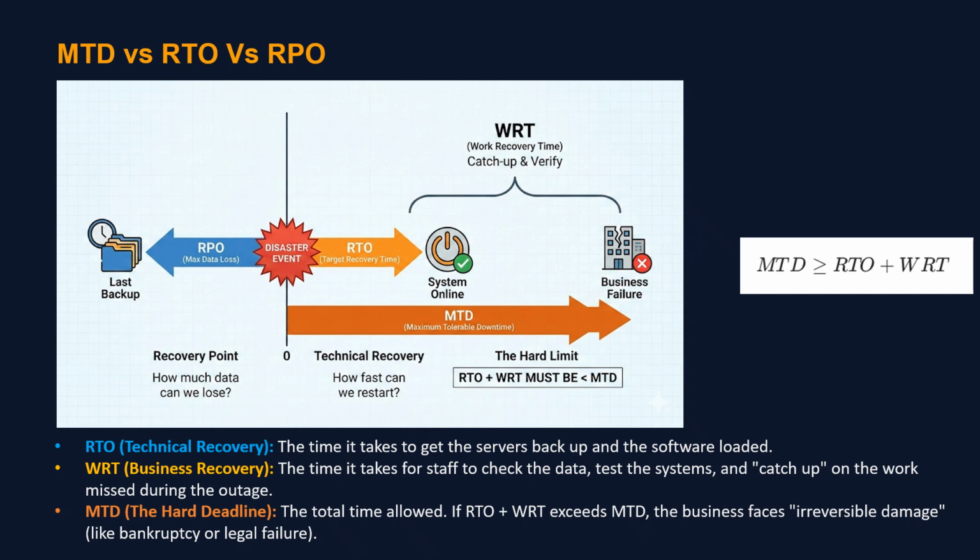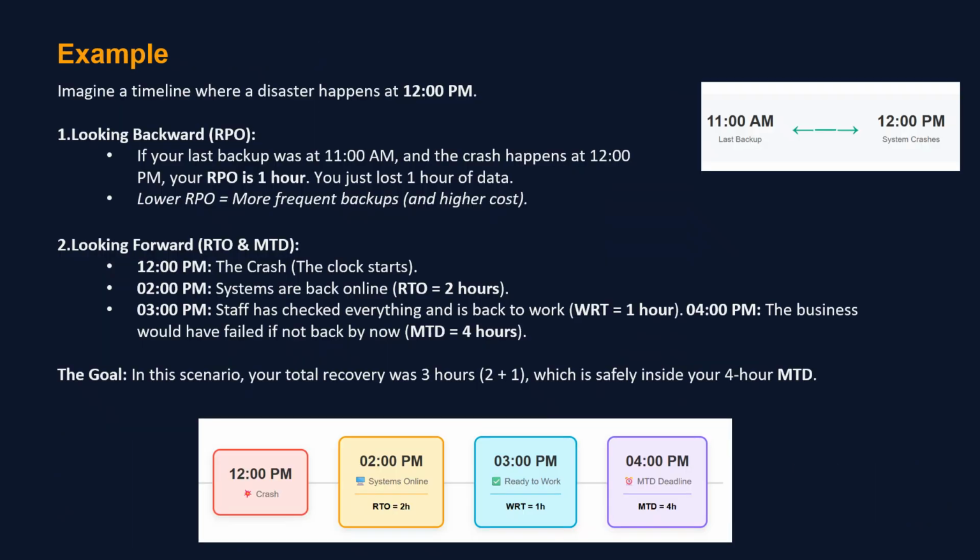Now let's visualize how these fit on a timeline. Picture a disaster happening exactly at 12 p.m. Looking backward, RPO. Look to the left of the crash. Last backup, 11 a.m. Crash, 12 p.m. You have 1 hour of data that never got backed up. That means data lost, 1 hour. So, RPO equals 1 hour, you've just lost 1 hour of data.